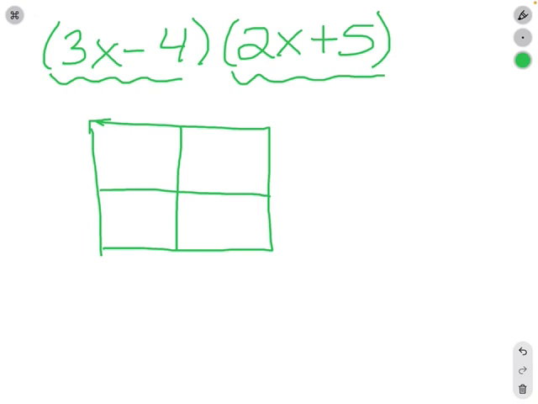Alright, so now I'm going to take my 3x and my negative 4 from the first one, and I'm going to put the 3x here and the negative 4 here. And then I'm going to do the same thing on the top with the 2x and the 5.